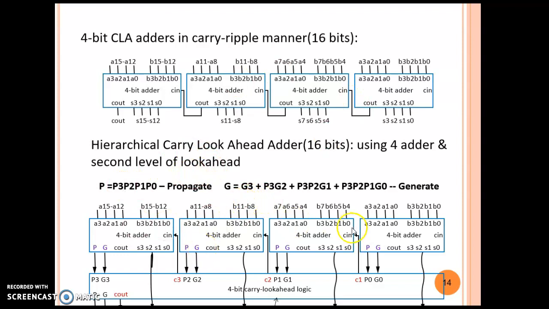Now over here you can see if I consider this first term, G0 is nothing but the carry generated over here. This carry will be propagated if P3, P2, P1, the higher stages' propagate signals, are 1. So this is a term indicating that. Now G1 is nothing but generated over here. If G1 is 1 and all the higher propagate terms are 1, then this carry will be generated. So this G term will become 1.